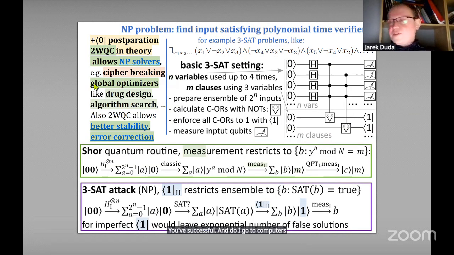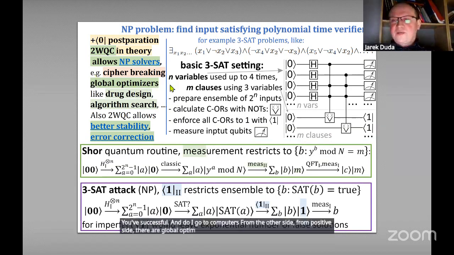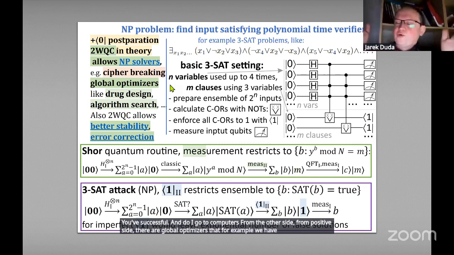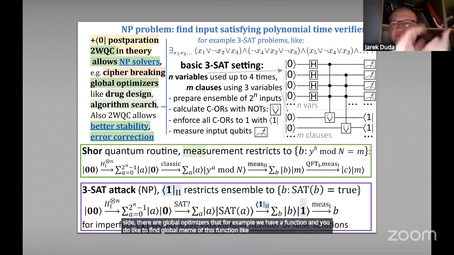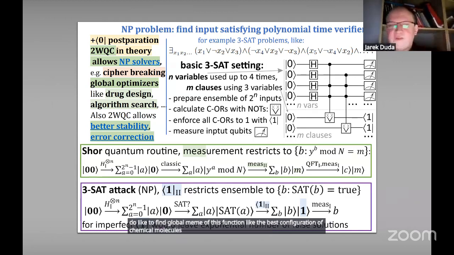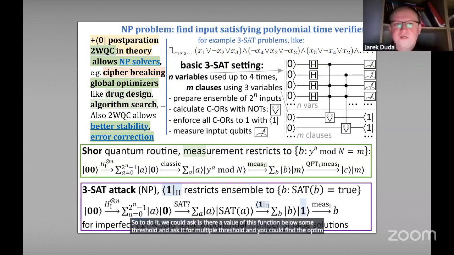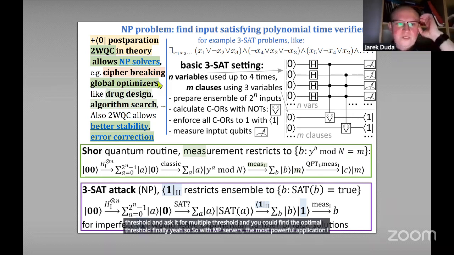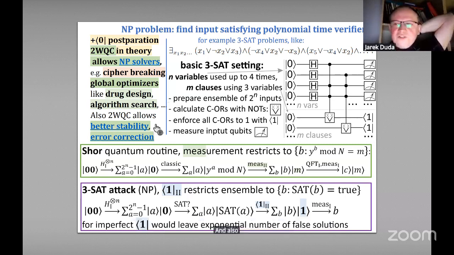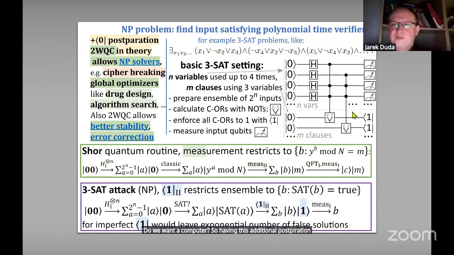From the positive side, there are global optimizers. For example, we have a function and we'd like to find the global minimum of this function, like the best configuration of a chemical molecule for a given drug. To do it, we could ask: is there a value of this function below some threshold? Ask it for multiple thresholds, and you could finally find the optimal threshold. So with NP solvers, the most powerful application I think would be global optimizers. And also, my father mentioned that in theory they also allow for better error correction, better stability of the computer, by having this additional post-preparation operation here.